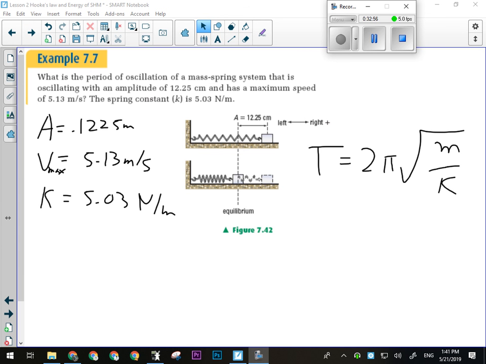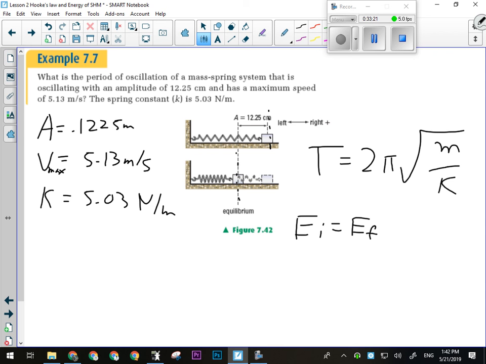So we don't have the mass of the oscillating object here, and we need that if we're going to calculate the period of its oscillation. What we do have is enough information to compare this point, the maximum amplitude, with this point, equilibrium. What's the same at those two points is the mechanical energy of the mass.